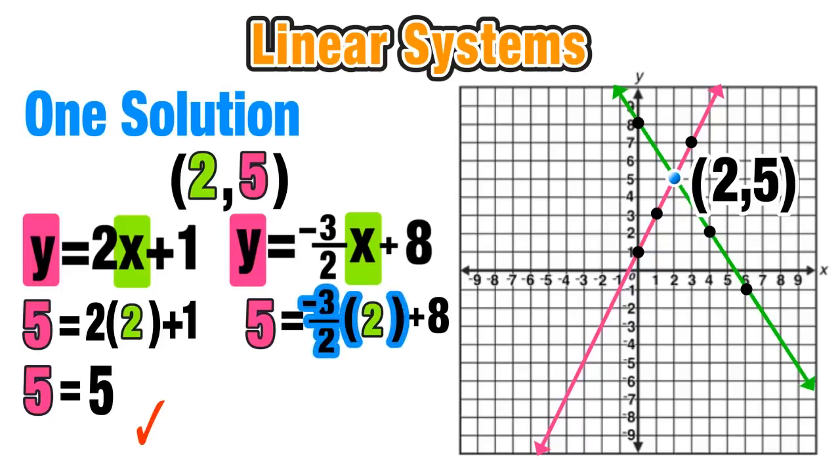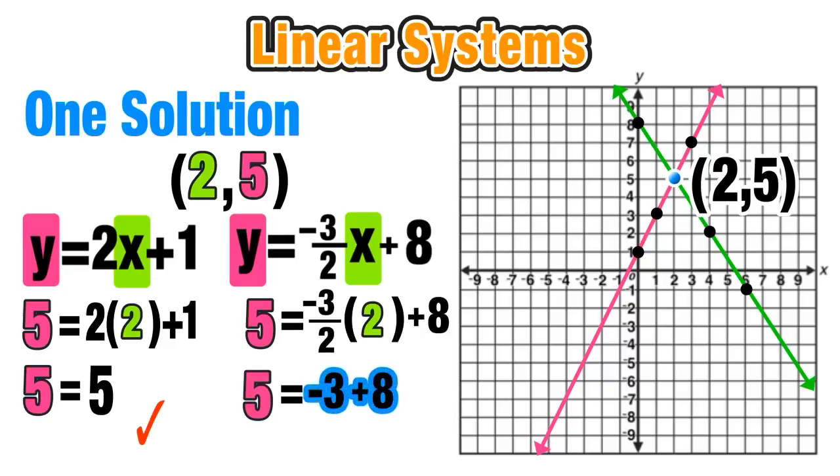Now the equation on the right, negative 3 over 2 times 2 equals negative 3. Adding 8 to that, negative 3 plus 8 does equal positive 5. And again, 5 equals 5. So that also checks out. Now (2, 5) is the only solution, is the only point that will work for both of these linear equations. You can try any other point. It might work for one, but it will not work for both. Go ahead, I dare you, try any other point. Do it.